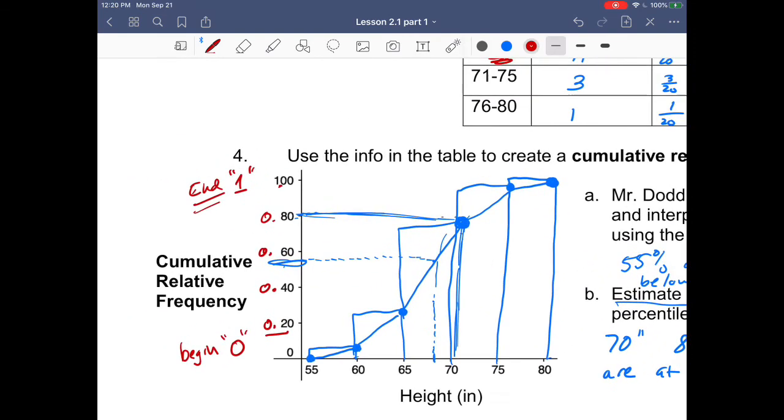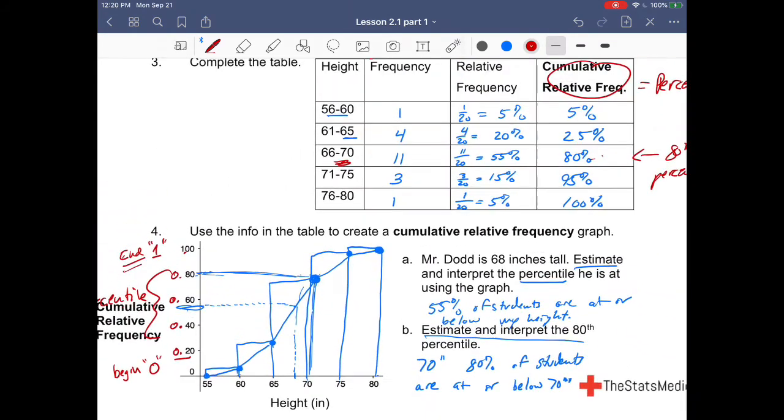These numbers going up here are your percentiles. So when I looked at my height of 68 right here, I was estimating my percentile. 55% of the students are at or below my height. And following this one on the 70, that was the 80th percentile, because as we had up here, 80% of the students were at or below 70 inches tall.